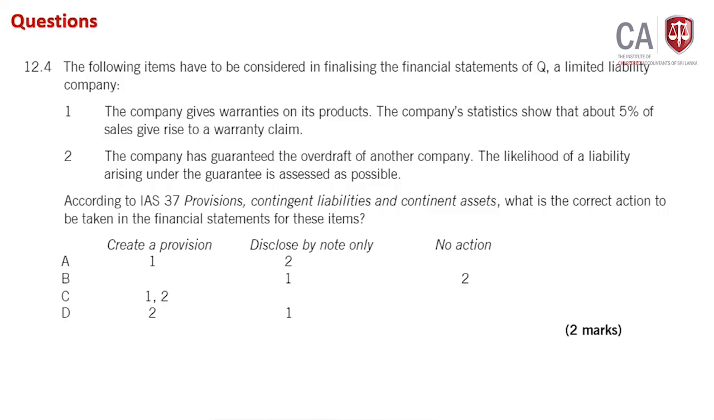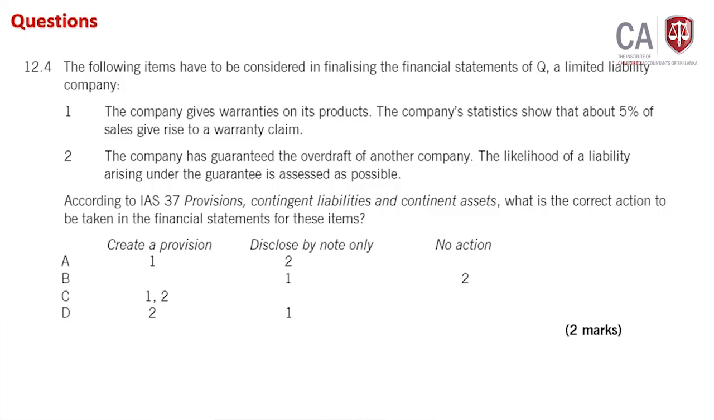Statement 1, the company gives a warranty on its product. The company's statistics show 5% of sales will give rise to warranty claims. Therefore, you have to make a provision. So then, answer A says create a provision for number 1, yes.